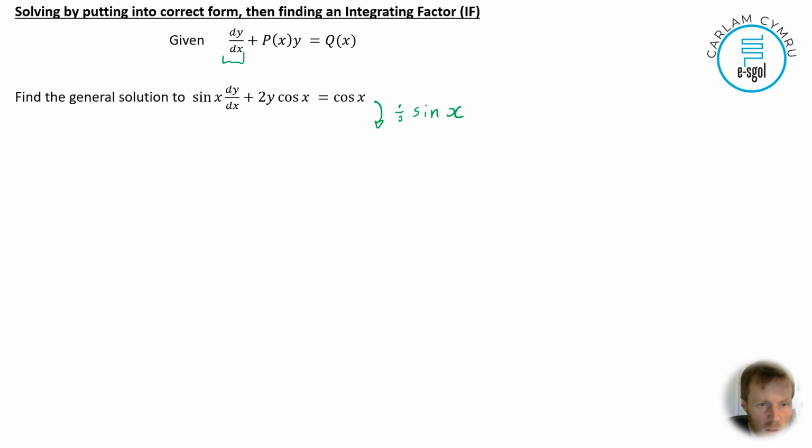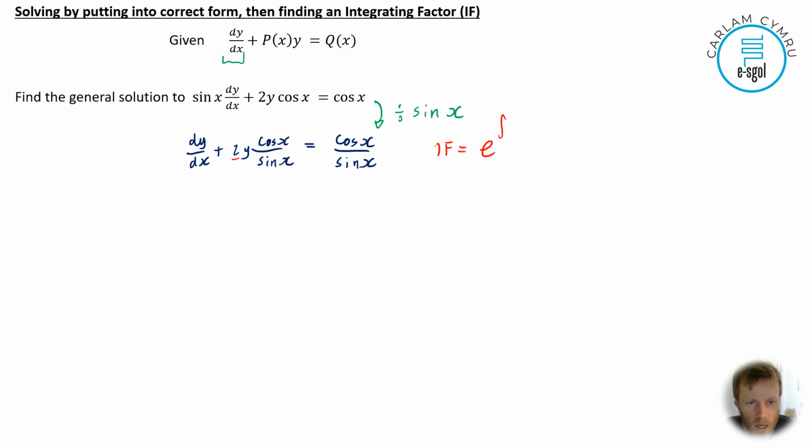If we do that, that's going to give us dy over dx plus 2y cos x over sin x equals cos x over sin x. I could change them to cot, but I'm just going to leave them as they are for the time being. So let's think about our integrating factor. So integrating factor, that's going to equal e to the power of the integral of, it's the 2 and the cos x over sin x bit, so 2 cos x over sin x with respect to x.